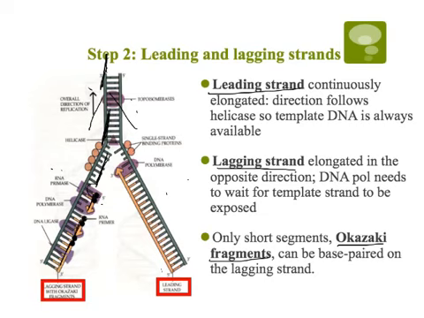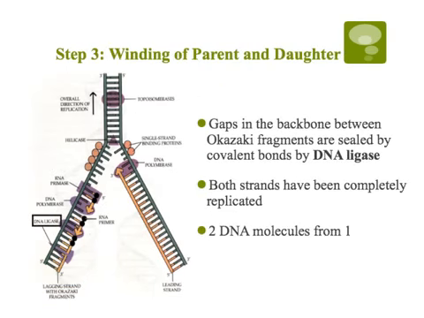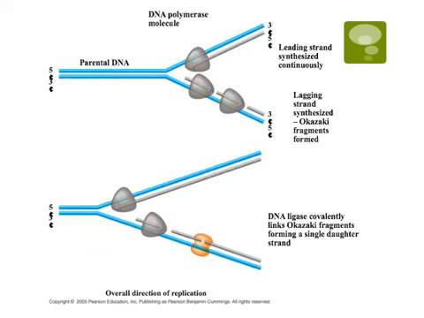But if you look, there's little gaps between the Okazaki fragments. And then finally what happens is that enzyme DNA ligase, the one that I kind of said was like glue, comes in and it fills in these gaps. So I have a nice continuous strand. So now I've created 2 DNA molecules from 1.